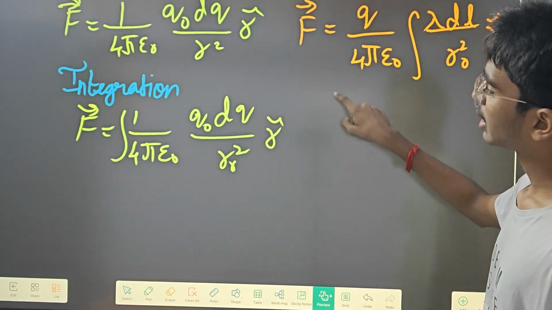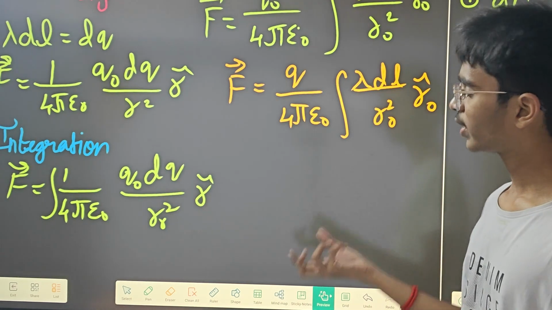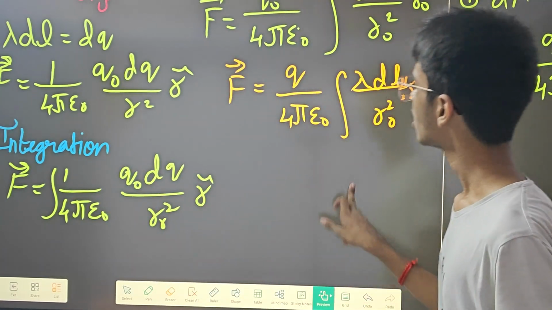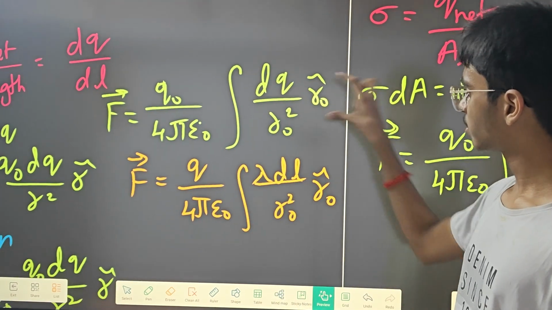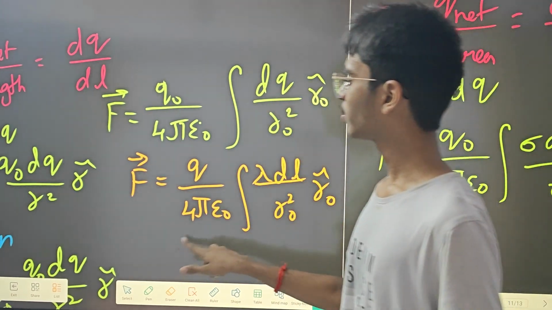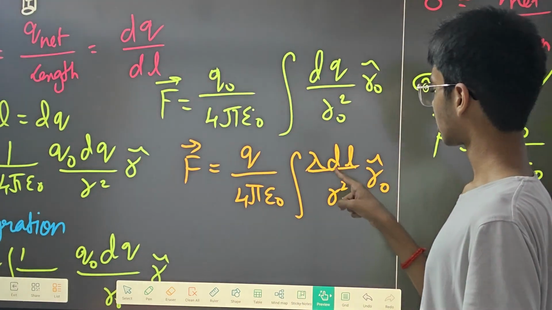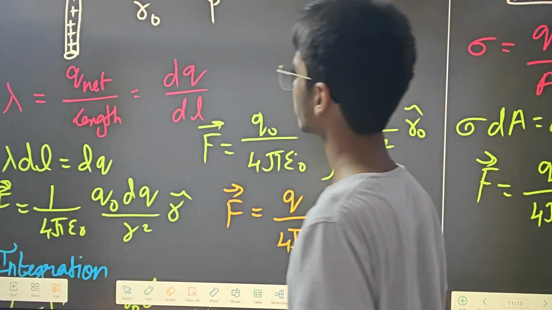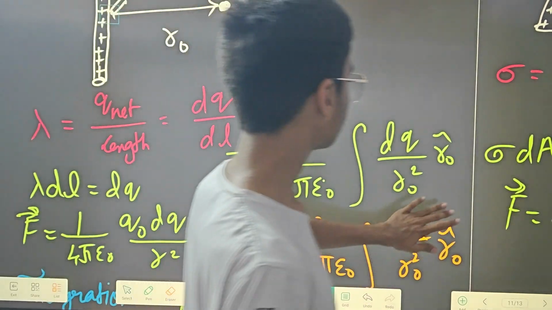Now I'm integrating them. First of all, we take only the constants outside the integration symbol. So 1 by 4 pi epsilon naught is a constant, also q naught is a constant. Inside stays dq, which can be written as lambda dl, whole divided by r squared. Here r is the distance between this unit positive charge and this wire.